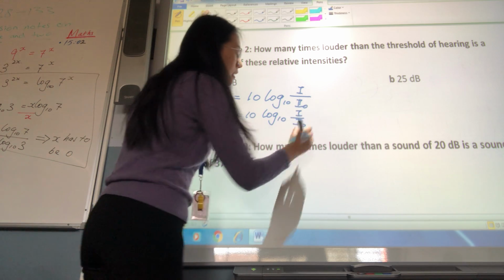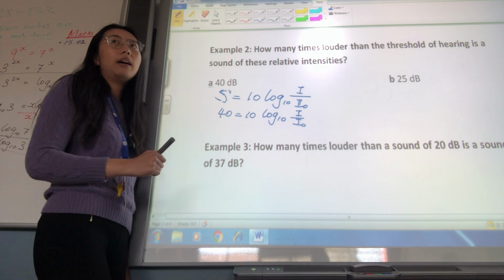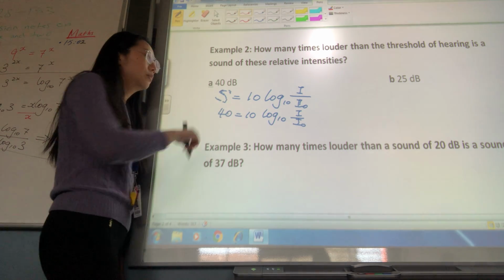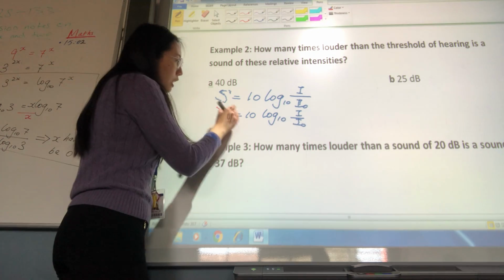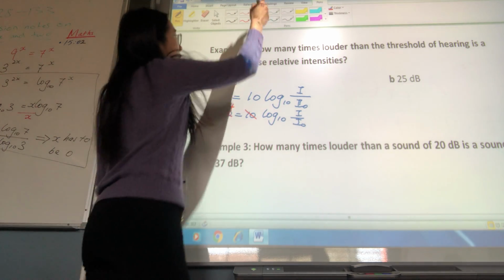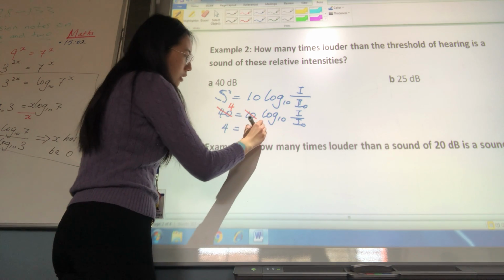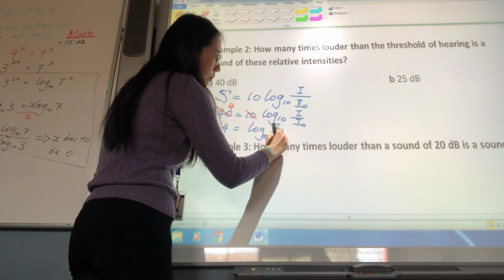So it looks like it's going to be exactly the same, but here there's something you have to be careful about. So first step, what would it be? Move the 10, right? Divide both sides by 10 first. So this becomes 4, and this gets cancelled out. So you have 4 equals log 10 of I over I0.